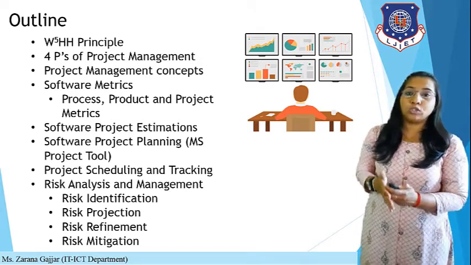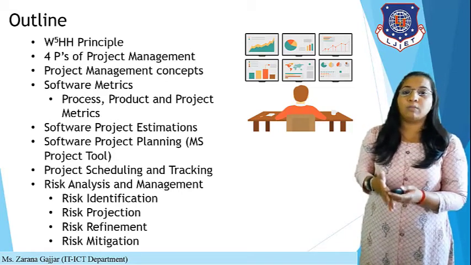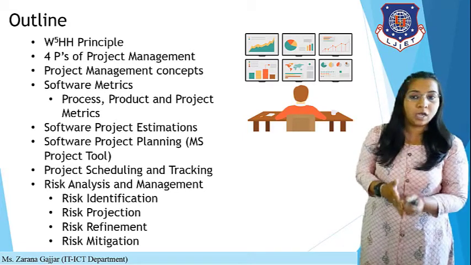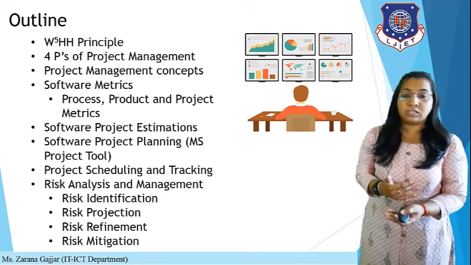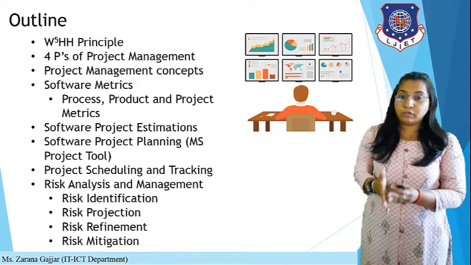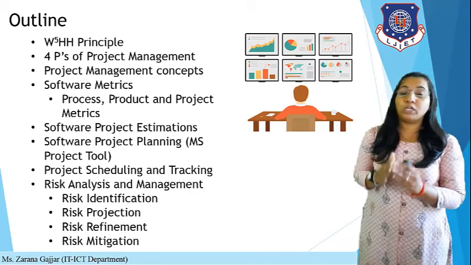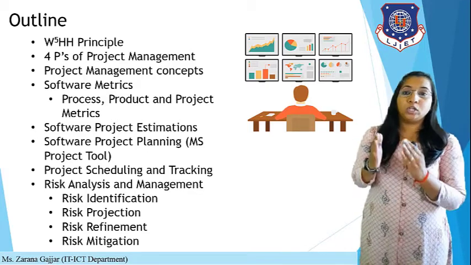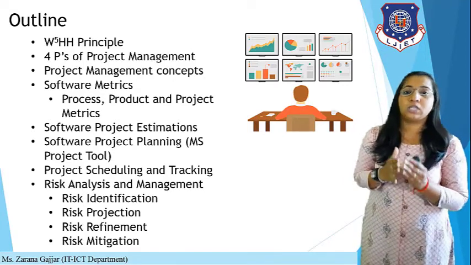Then we will also learn about software metrics. In metrics we will learn about 3 metrics, that is process, product and project metrics. Then what is the actual software project estimation? If the customer gives you some requirements, after that, what are the feasible requirements that you have calculated, and what is the overall cost for building that particular software? So the total project estimation we will also learn in this unit.